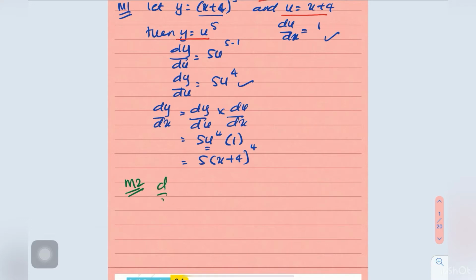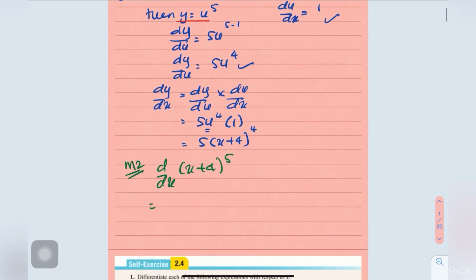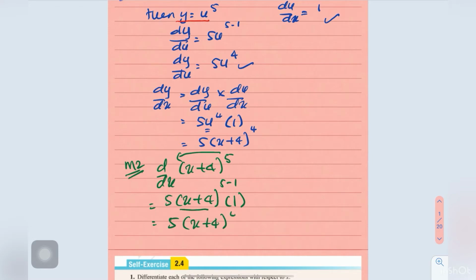d/dx of (x plus 4) power of 5. You just differentiate as usual. You move in front 5, (x plus 4) power of 5 minus 1. Then you differentiate another time the function in the bracket. Differentiate x is 1, differentiate 4 is 0. Finally we get 5(x plus 4) power of 4.